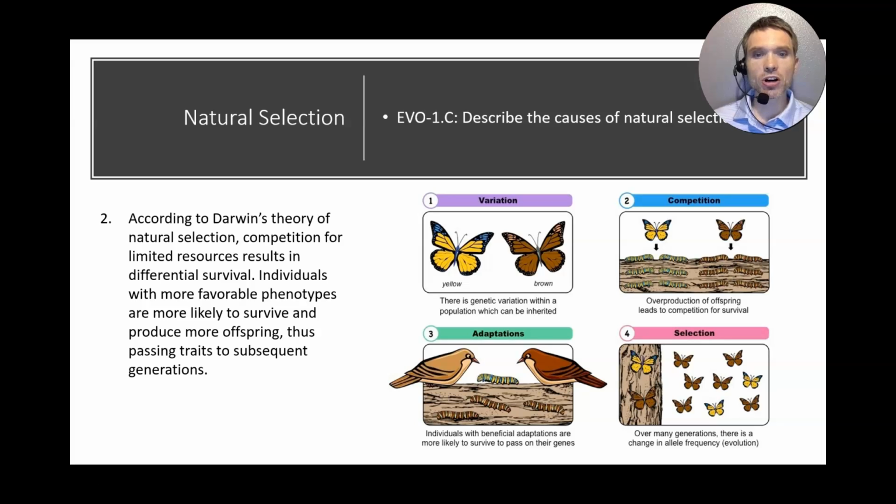The third concept is adaptation. Individuals with beneficial adaptations are more likely to survive and pass on these genes. As I mentioned, there is variation in the population, and as I also mentioned, there is competition. Variation and competition means that some are going to be better adapted to the environment. Remember, once again, it's the environment that chooses the winners or losers.